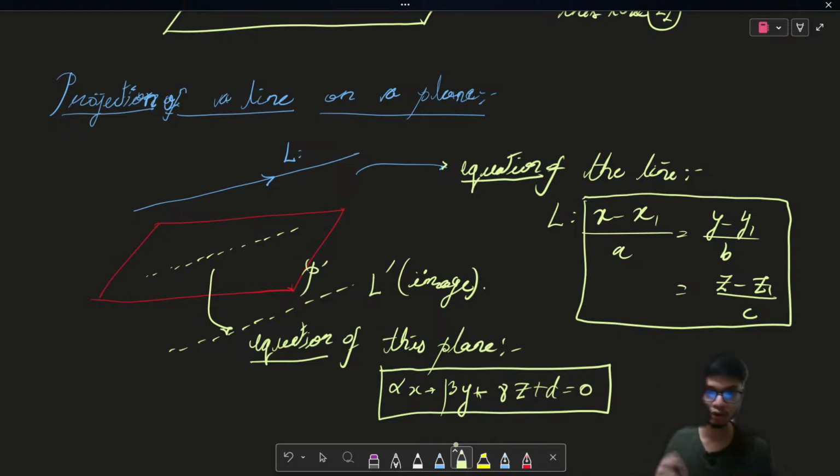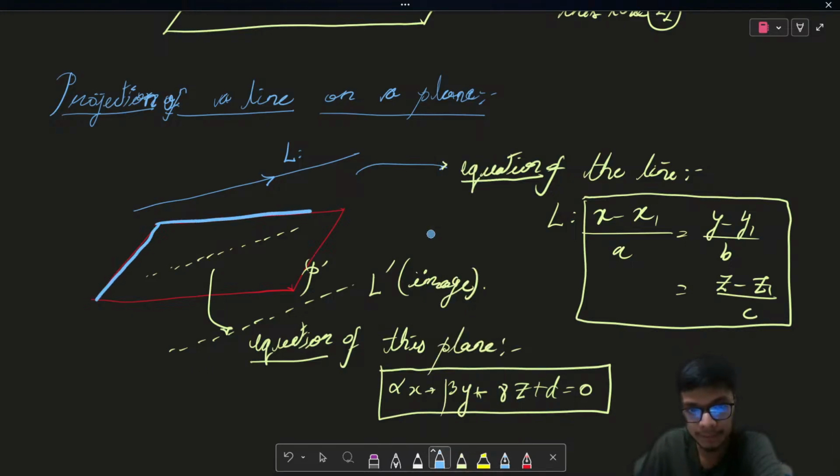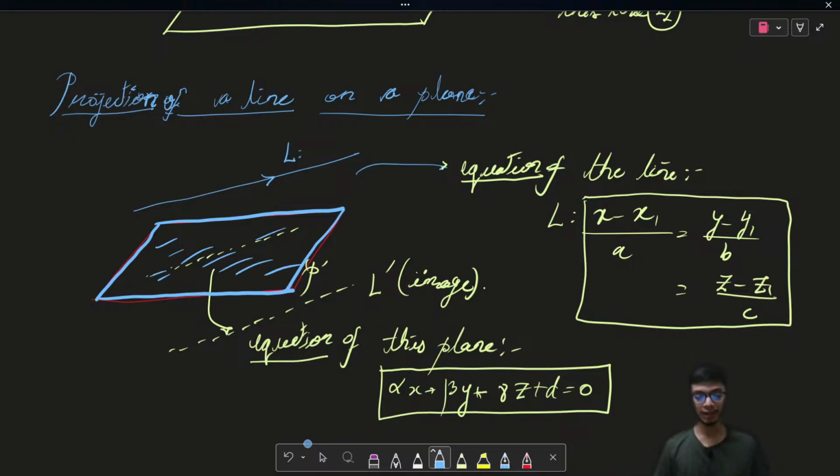In order to understand the solution of those questions, let me draw the plane properly. I think it's not visible on the black screen. Yes, so this is the plane, just a diagrammatic representation. Now, as we have this equation of the plane, in order to find the image or the projection of this line on the plane, the simple concept is this: let me take some point and let us call these points A and B. Let me take 2 points on the line and try to find the foot of the perpendicular.